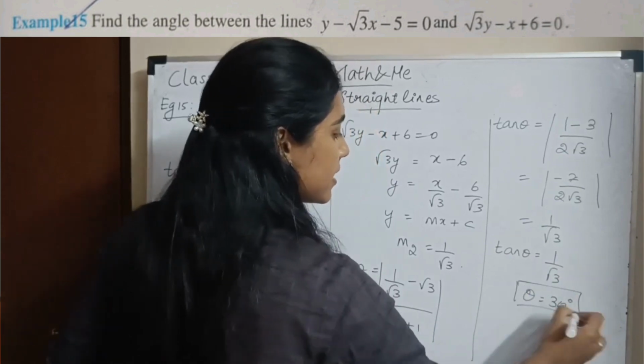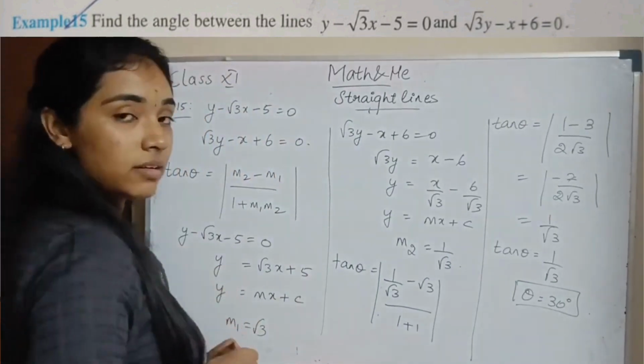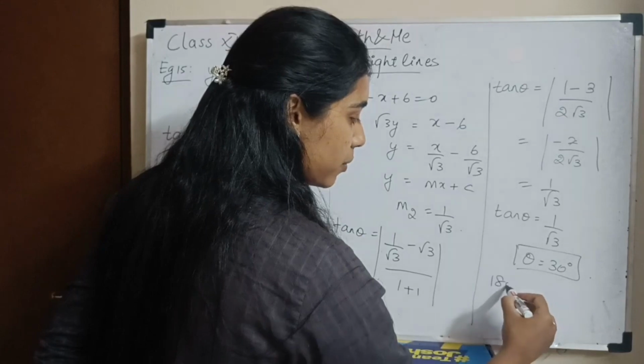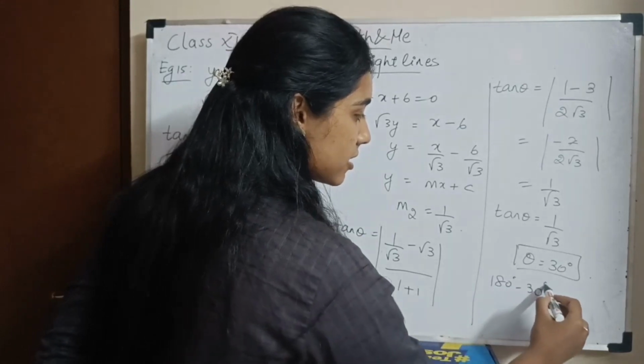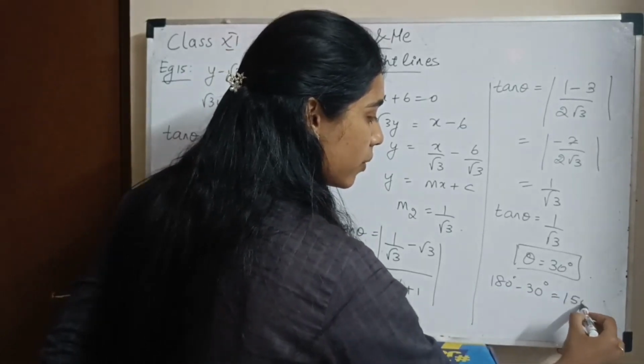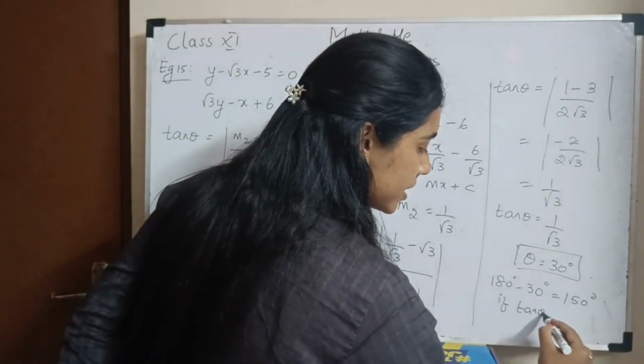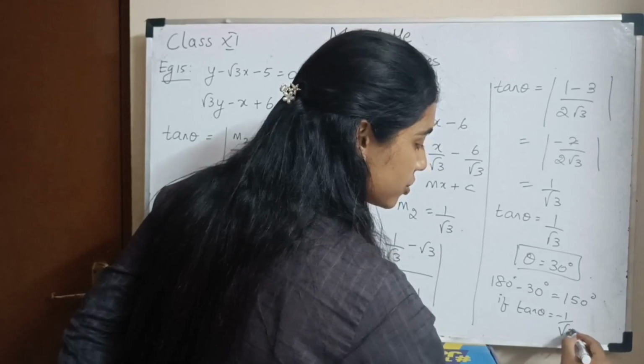So this is the angle between the two lines. If this takes a negative value, what will be the angle? So it will be 180 degree minus 30 degree, which is 150 degree, if tan theta equals minus 1 by root 3.